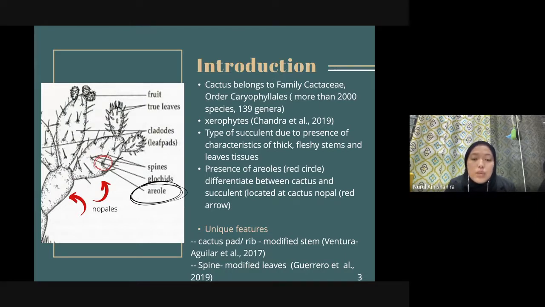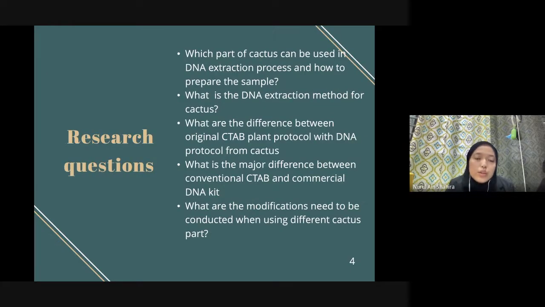And the next feature is the spine, which is a modified leaf, and it is used to protect the cactus from being eaten by herbivores and also prevent drastic water loss by changing the boundary layer of the cactus. So in my research, I provide 5 research questions.